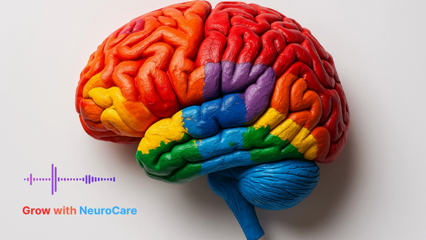But, and this is the really important part, with the right support, with targeted help, with the right strategies, kids absolutely can learn to manage their challenges effectively. They can succeed, really succeed, in school and life. It's about learning how to learn differently, not waiting for it to disappear.